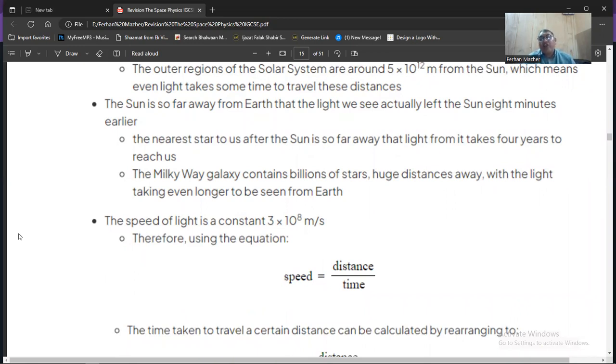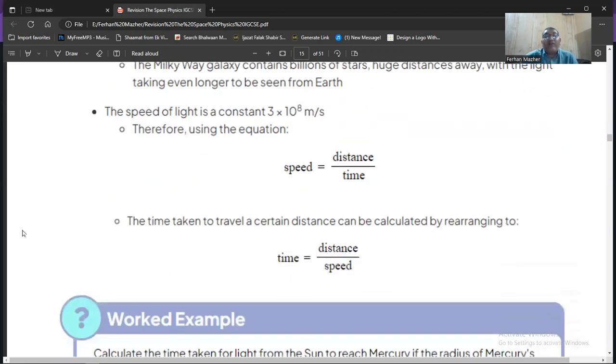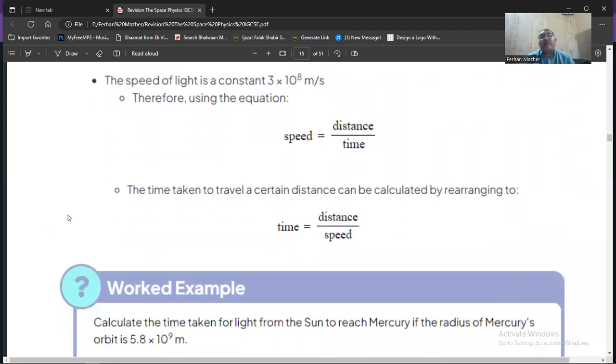The nearest star to us after the sun is so far away that light from it takes 4 years to reach us. The Milky Way galaxy contains billions of stars, huge distances away, with the light taking even longer to be seen from Earth. The speed of light is a constant, 3×10^8 meters per second. Therefore, using the equation speed equals distance divided by time, the time taken to travel a certain distance can be calculated by rearranging to time equals distance divided by speed.